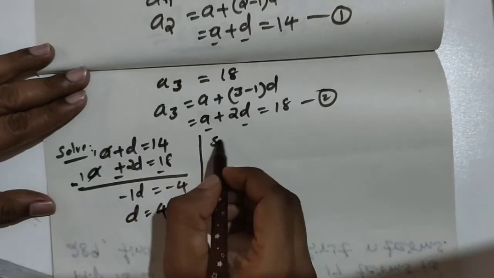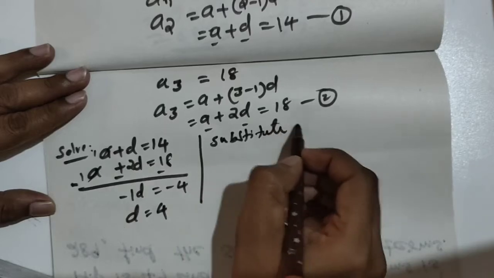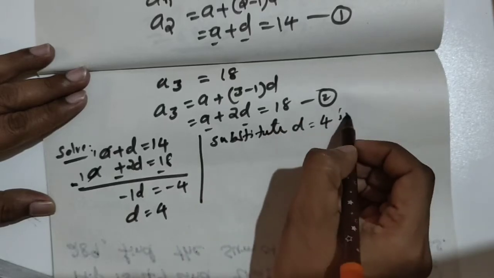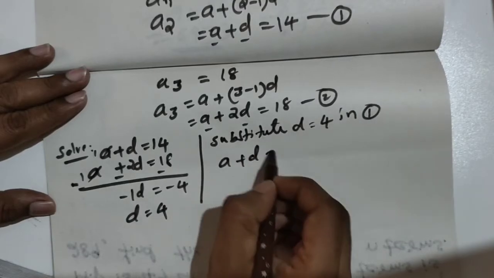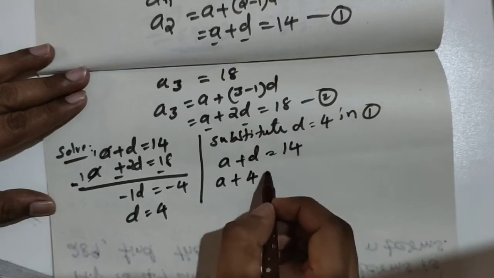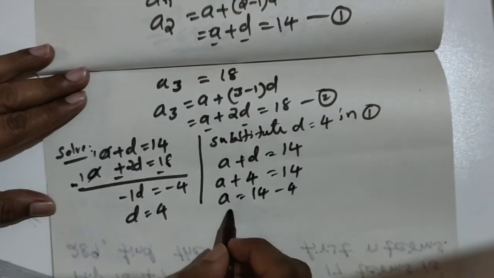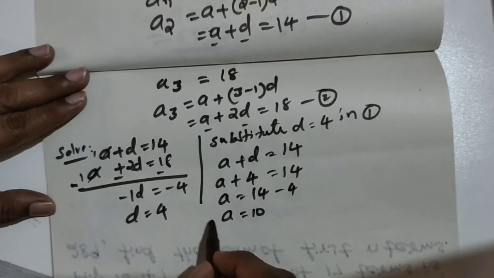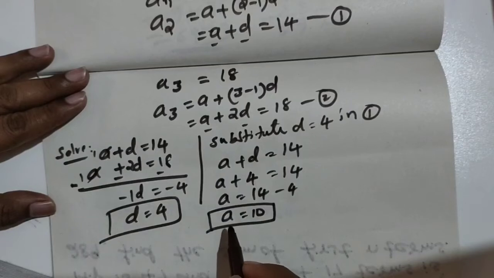Now substitute d is equal to 4 in equation 1. That is a plus d equal to 14. a plus 4 is equal to 14. a is equal to 14 minus 4. a is equal to 10. So we got a is equal to 10 and d is equal to 4.